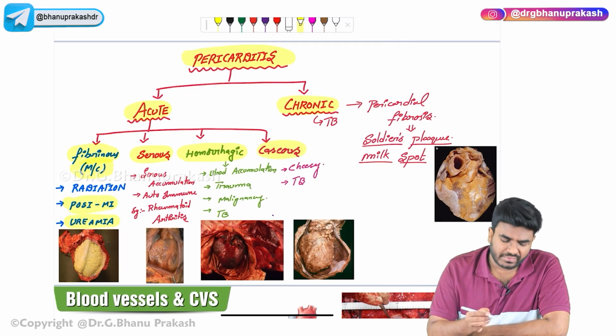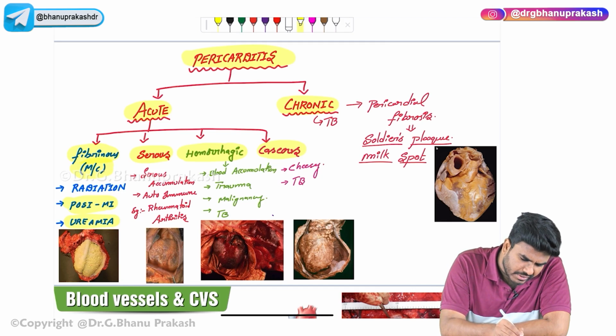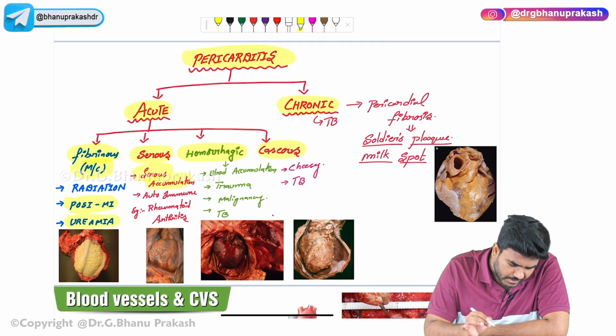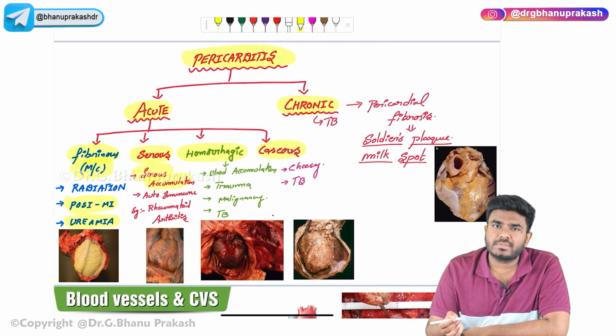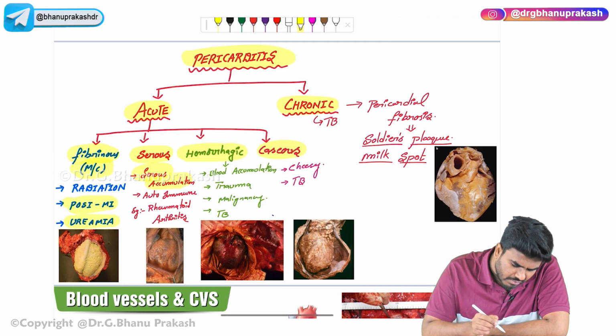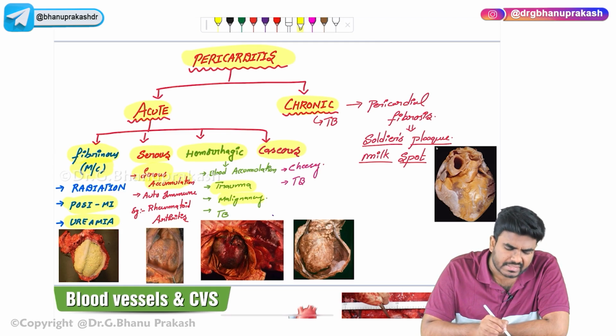If fluid is getting deposited in the pericardium, a serous accumulation, then it is called serous pericarditis. Hemorrhagic pericarditis means there is pericarditis with accumulation of blood. You can very clearly see there is accumulation of blood over there. It is seen in trauma, malignancies and TB.